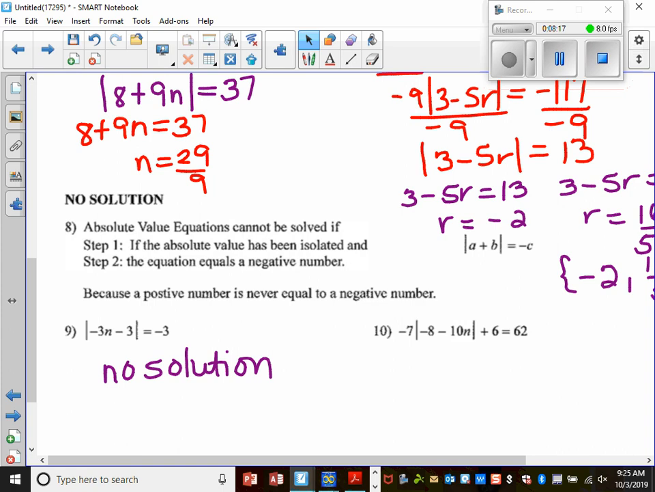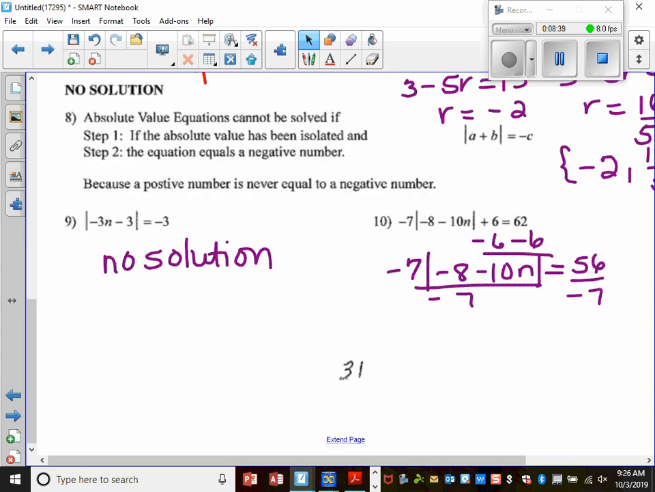So you wouldn't go any further. Once you isolate and you see, oh wow, this equals a negative, then you stop. Same thing for number 10. If I subtract 6, okay, let's work it out. And then I divide by this -7. See how once I isolate the bars, it equals -8. So you will stop and write no solution.